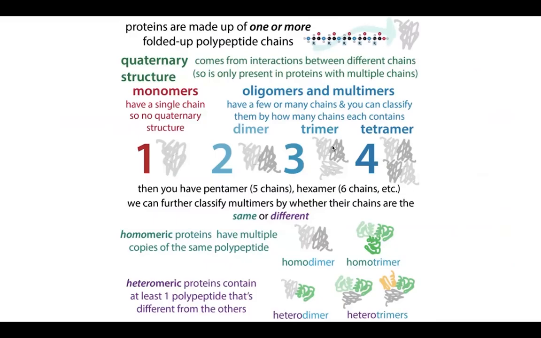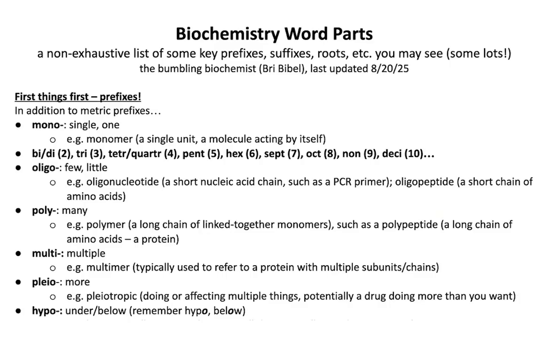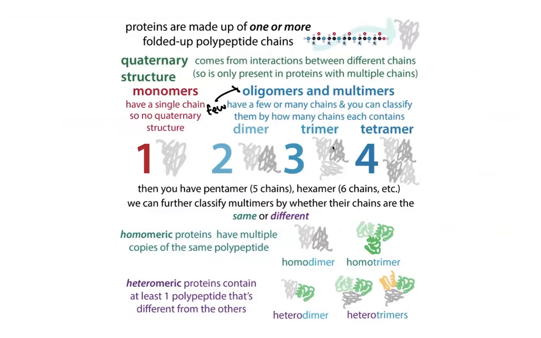But then we get oligomers and multimers. So when we see the word oligo, this is one of the ones on the core word roots terms I want you to know. Oligo, few, and multi, many. So if you have an oligomer, that has a few subunits, a multimer, you have many. Typically, we often just refer to it as an oligomer. We can also have pentamer, hexamer, all these different terms, depending on how many subunits we have.